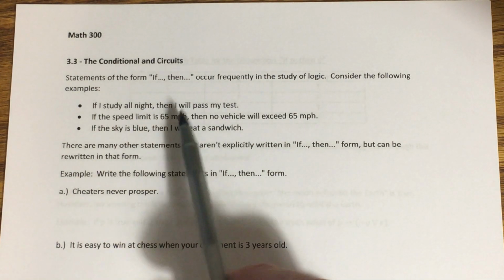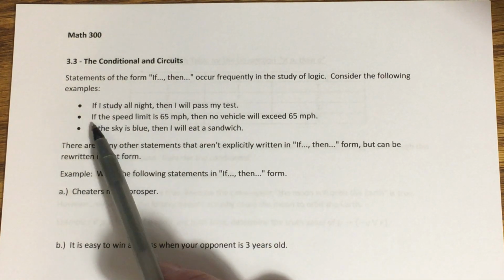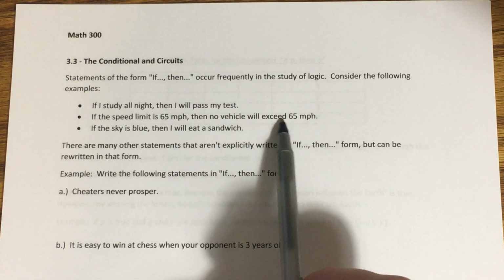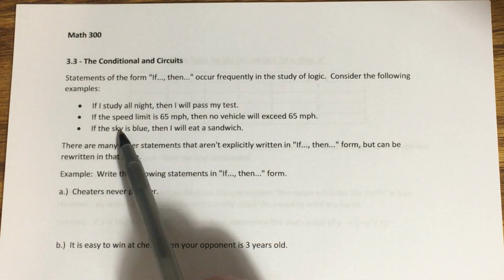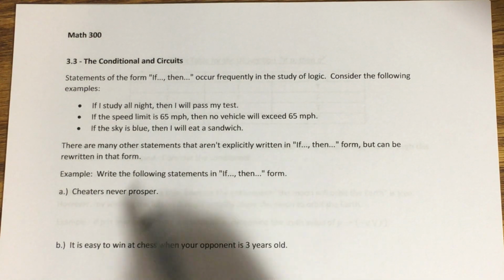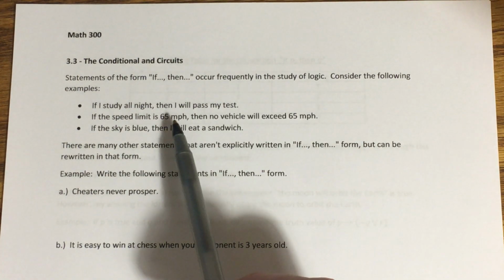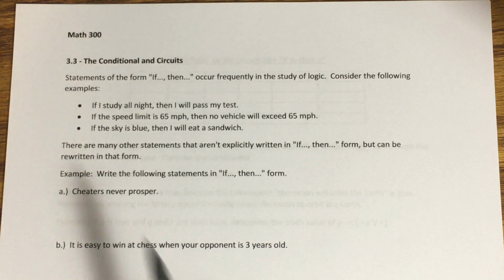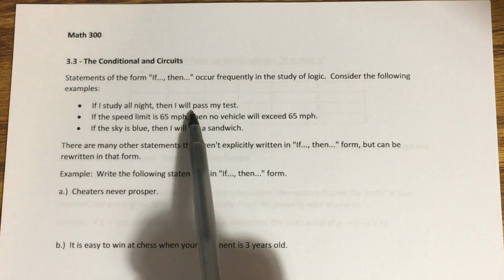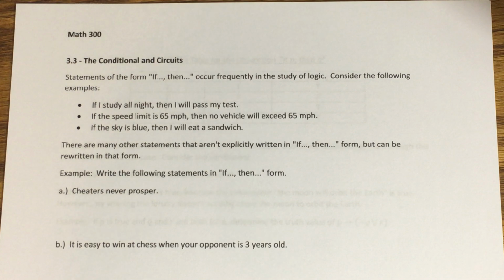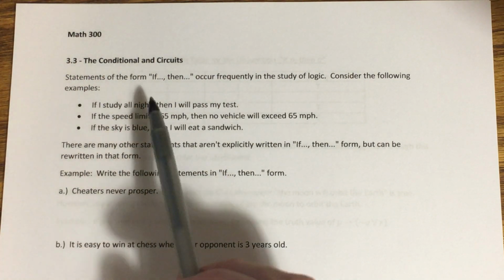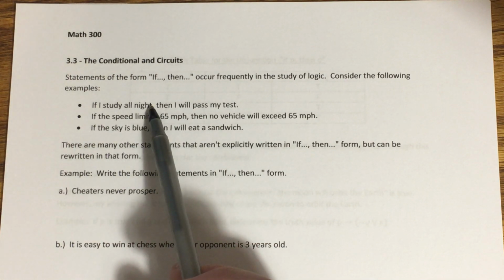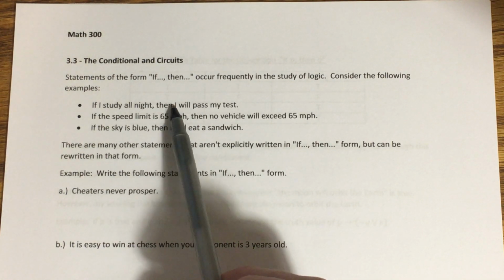If I study all night, then I will pass my test. If the speed limit is 65 miles per hour, then no vehicle will exceed 65 miles per hour. If the sky is blue, then I will eat a sandwich. Okay, these are all examples of conditionals, all examples of if-then statements, even if they don't seem to make any sense. So for example, this first one, if I study all night, then I will pass my test. That seems like a reasonable if-then statement to make. It's not necessarily true. There's been plenty of people who've studied all night the night before a test and failed their test, but it seems pretty reasonable.